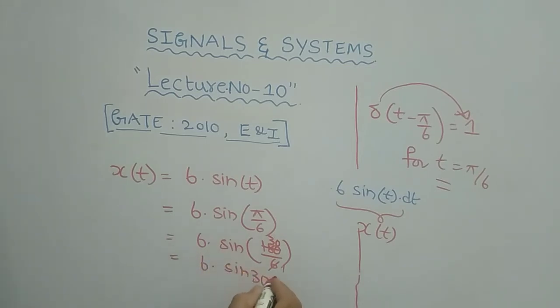What is the sine 30 value? This further equals 6 into, what is sine 30? Sine 30 is 1 by 2. 2 times 3 is 3. Therefore, your answer is 3. This is your answer. So if you evaluate that integral, you will have the answer as 3. That is a simple calculation.